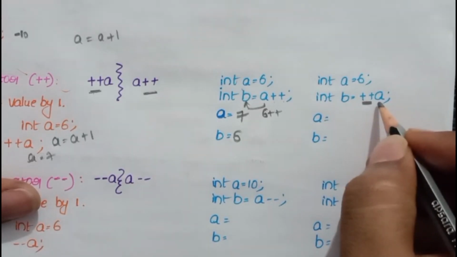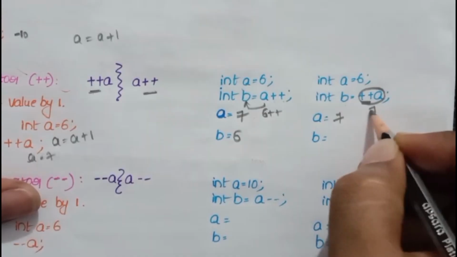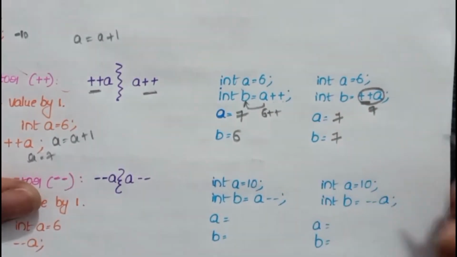So what will be the value of a? 7. After this evaluating 7, the same 7 will get stored in variable b.